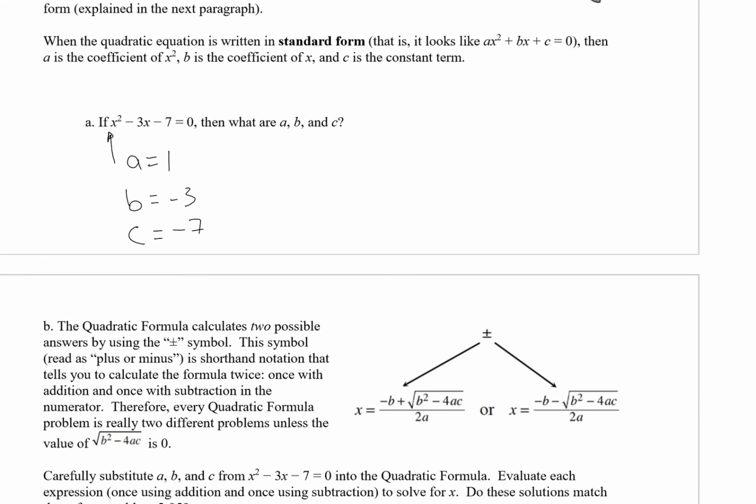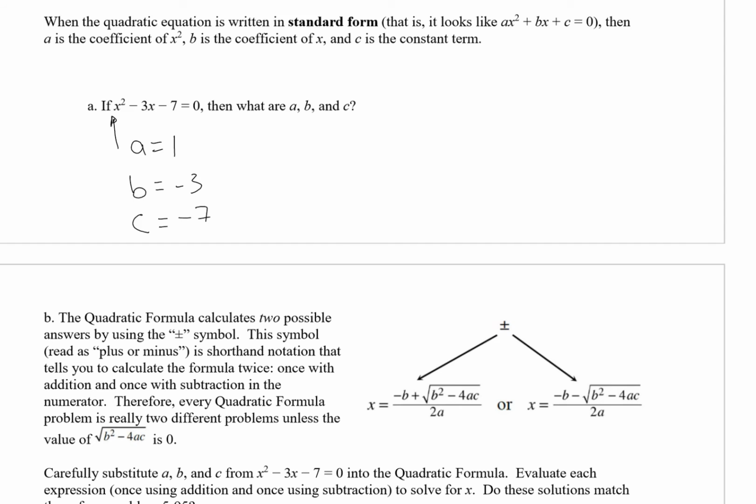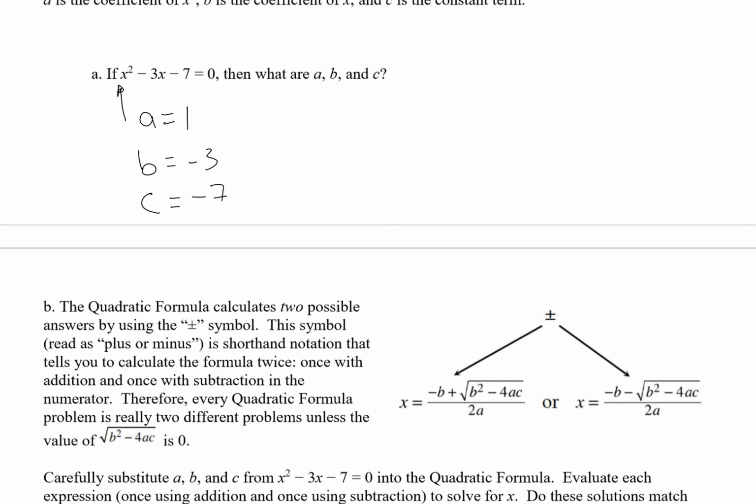It says the quadratic formula calculates two possible answers by using this plus minus symbol. This symbol, read as plus or minus, is a shorthand notation that tells you to calculate the formula twice, once with the addition and once with the subtraction in the numerator. Therefore, every quadratic formula problem is really two different problems unless the value of b squared minus 4 times a times c is 0. So what we're saying here is if this thing is 0, it doesn't matter if you added or subtracted, it's nothing. So really this just reduces down to the opposite of b divided by 2a.